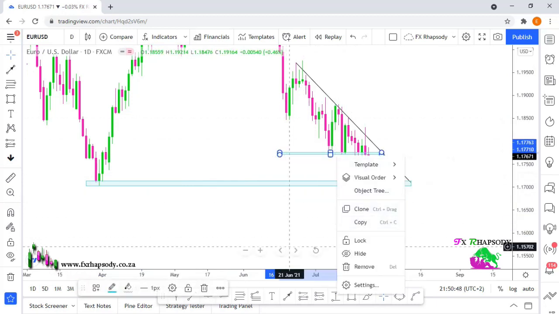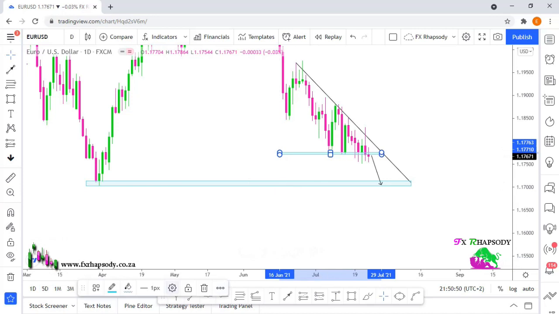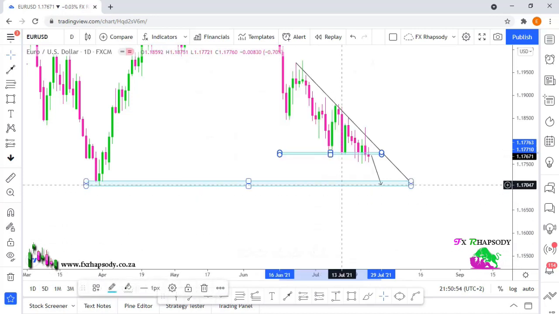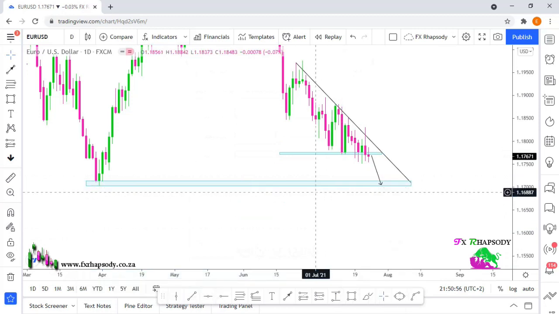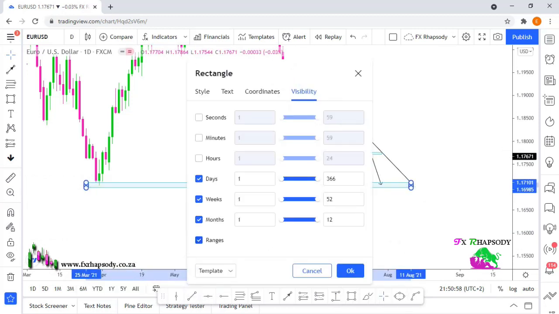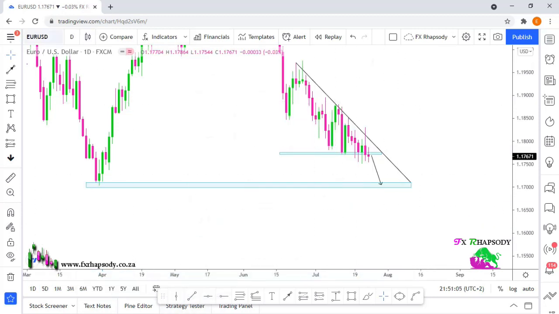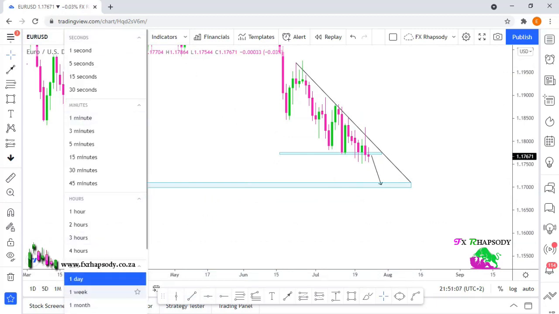I just wanted to change because I wanted to go back to that and just keep this as well, so this is not visible on those two. So now again, let's quickly look at the weekly.